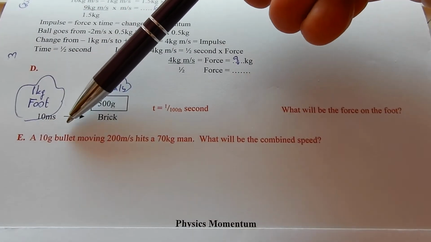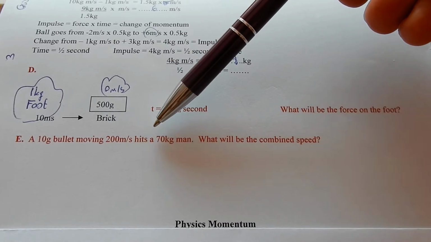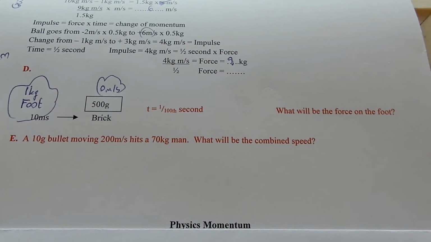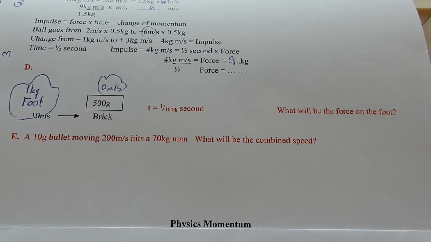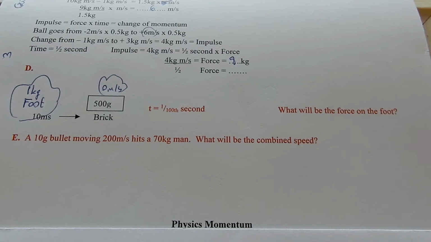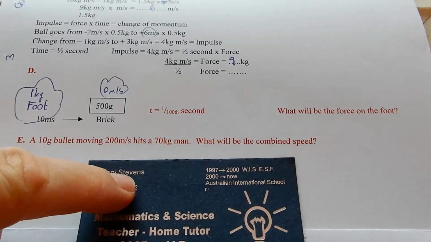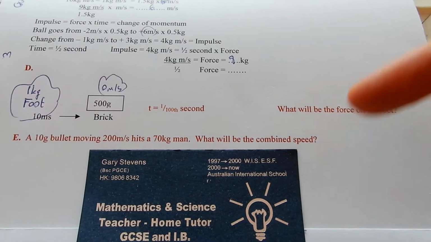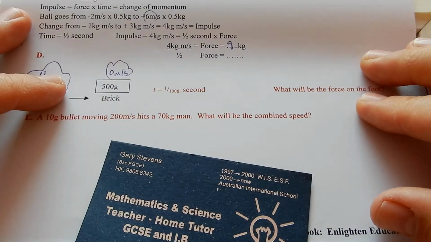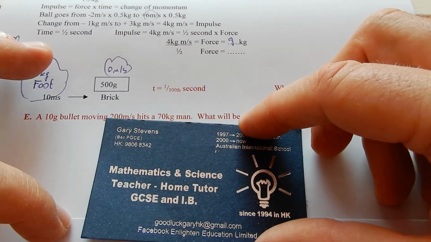And E. A 10 kilogram bullet moving 200 meters per second hits a 70 kilogram man. What would be the combined speed? Oh, not very much. Actually, to make Hollywood movies exciting, they make the person go backwards, quite fast. In reality, no. Anyway, do this question. As usual, put your answers down below in the comments, and I'll mark them for you.